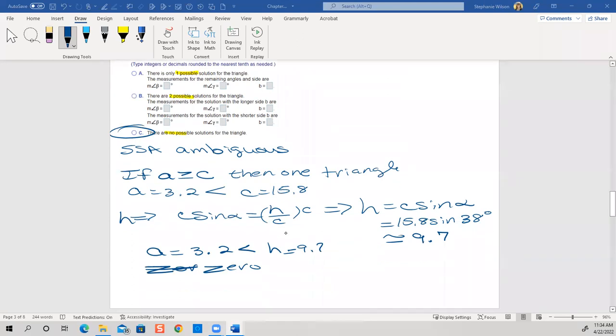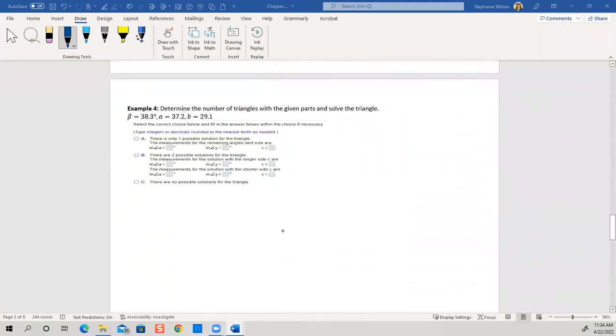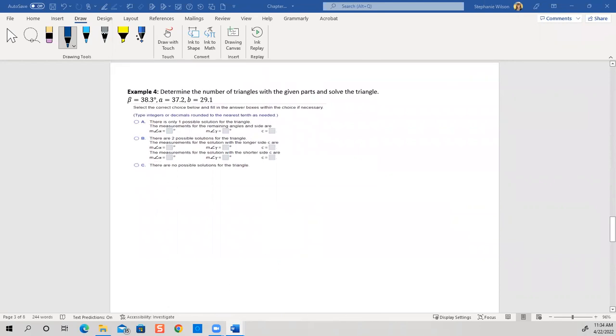So now let's go to example 4. We're now in example 4, we're going to do the same thing. We're going to determine if we have one triangle, two triangles, or no triangles. And if you notice here on example 4, we have one angle and two sides.